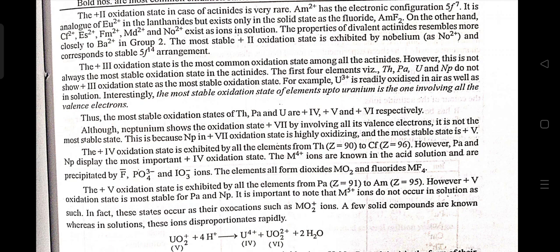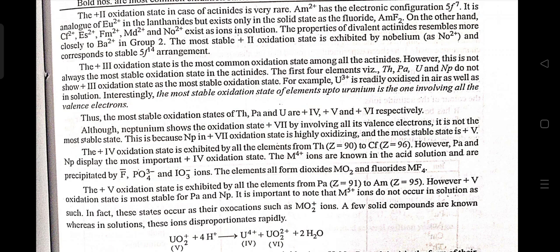It is the analog of europium 2+ in the lanthanides but exists only in the solid state as the fluoride AmF2. On the other hand, Cf2+, Es2+, Fm2+, Md2+ and No2+ exist as ions in solution. The properties of divalent actinides resemble more closely those of barium 2+ in group 2. The most stable +2 oxidation state is exhibited by nobelium as No2+ and corresponds to the stable 5f14 arrangement.